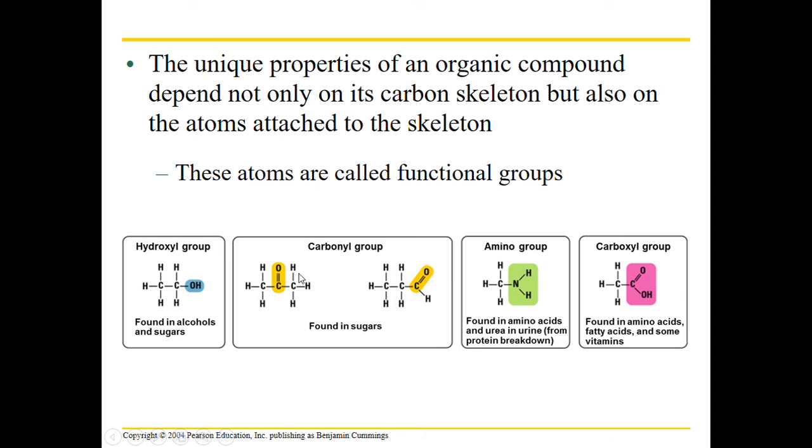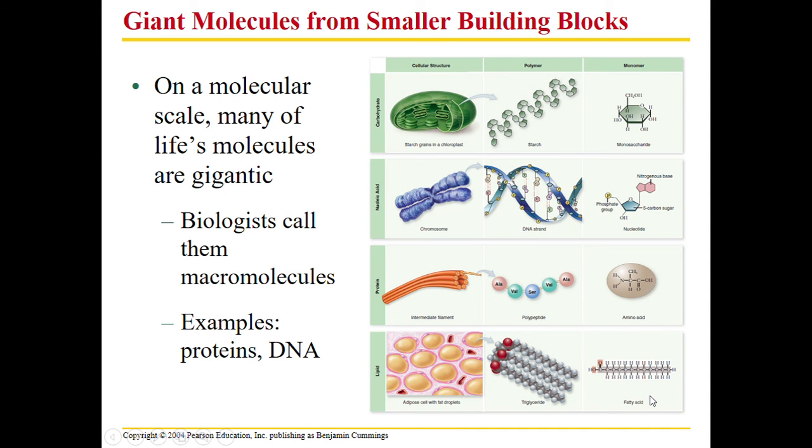In carbonyl groups, our carbon double bonds with an oxygen. Here it's double bonded a little bit differently. Then we have amino groups, which have this nitrogen right here. And then we have carboxyl groups, which are also called carboxylic acids. We have a double bond on the oxygen here. Oh, I lost my mouse. Here we go. The oxygen here has a little alcohol at the end. And all of these different groups change the function and shape of carbon-based molecules.